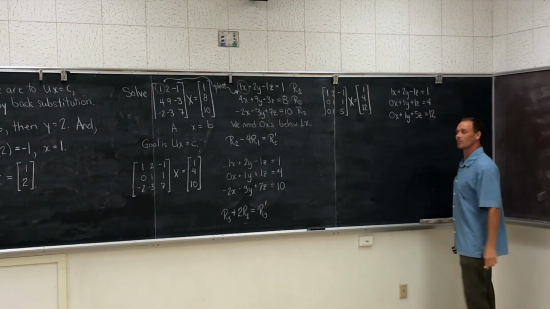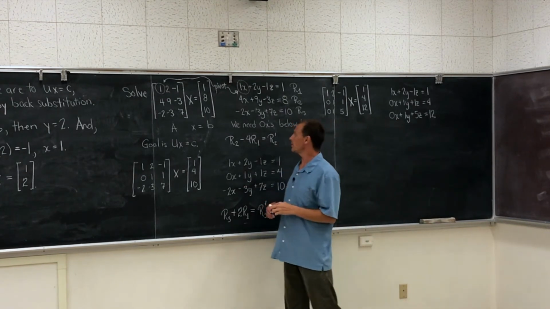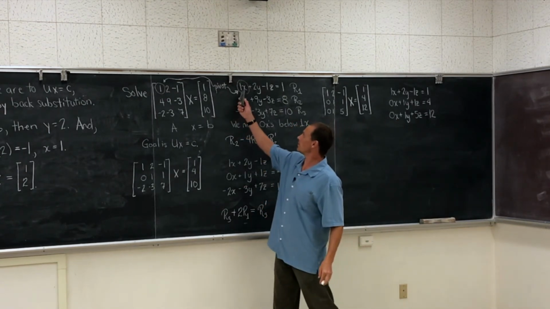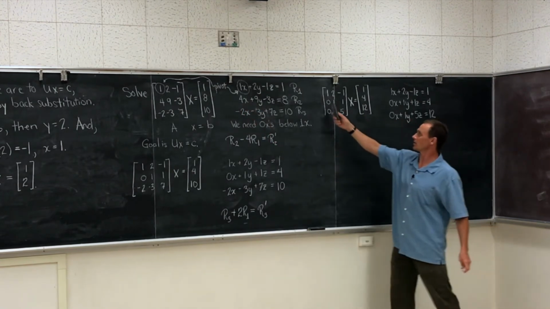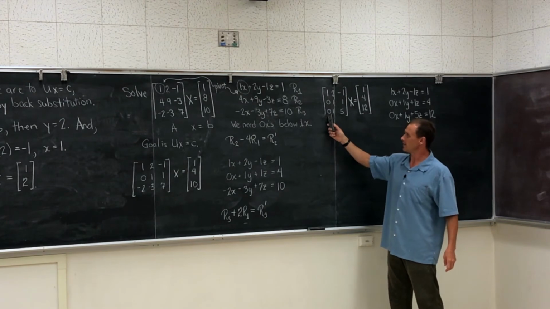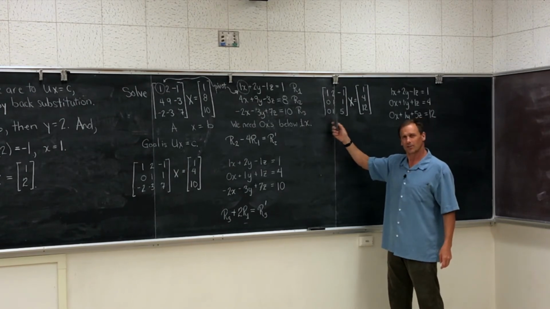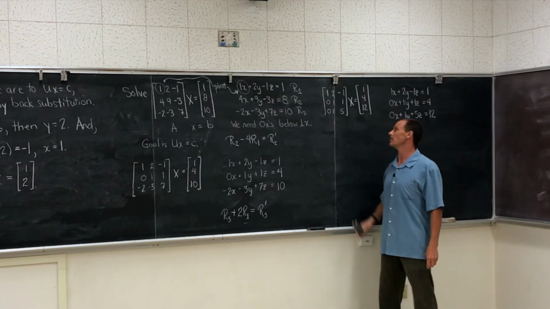Okay, look at what we've done. We have achieved our first goal. Our first goal was to have zeros beneath the pivot. And look at how it looks in the matrix. Here's our pivot. We have zeros below. Now the next thing is, remember our end goal. Our end goal was U, upper triangular.